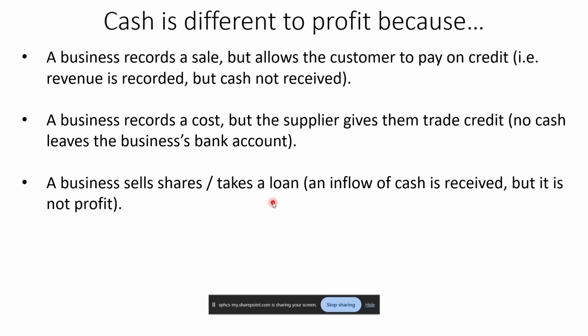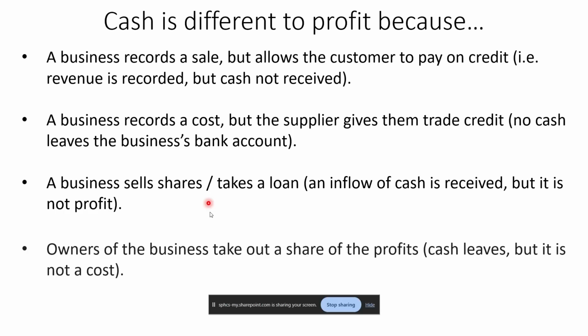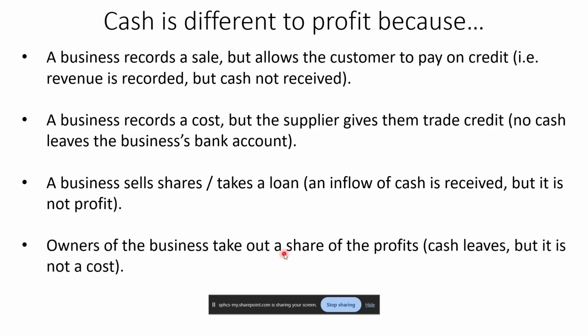I've got loads of cash now, but it's not profit because it's not revenue. The owners of the business might take out a massive chunk of cash from the bank account. In that case, we've got a whole bunch of cash leaving, but it's not exactly a business cost, right? So it's money being taken by the owners. So again, cash and profit are very different. There's other reasons as well.